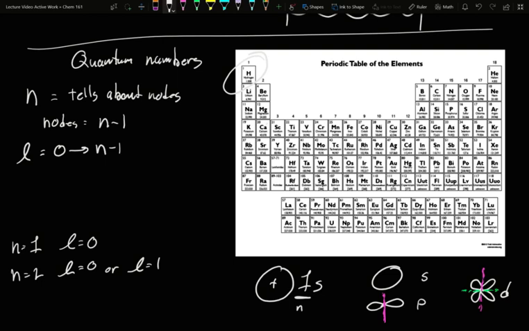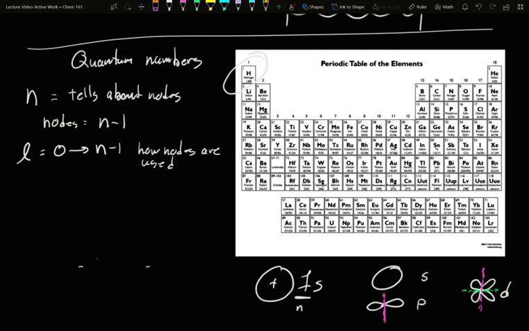The more nodes you have, the more ways you can use those nodes. L is telling us how nodes are used. N was the number of nodes. L is how we use those nodes. Now, what does that mean? Well, if L equals 0, we call that an s orbital. If L equals 1, we call that a p. If L equals 2, we call that a d. L is actually telling us the number of planar nodes.